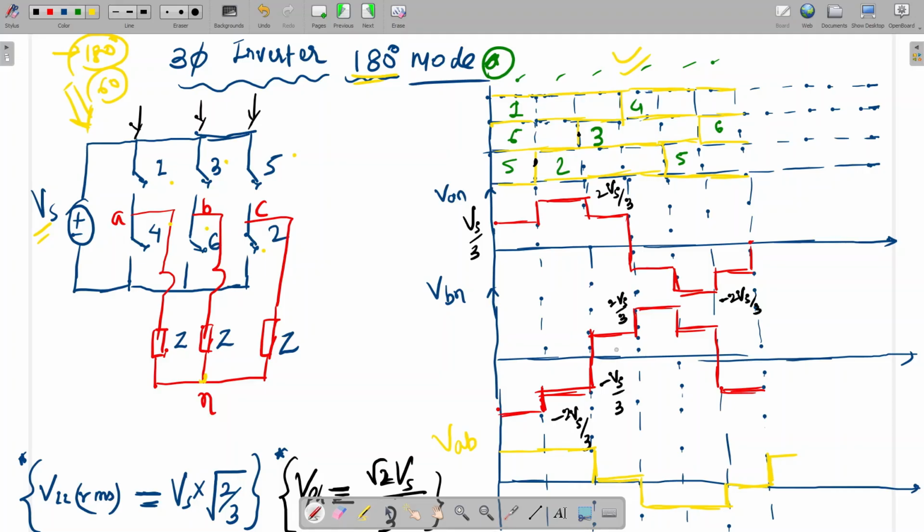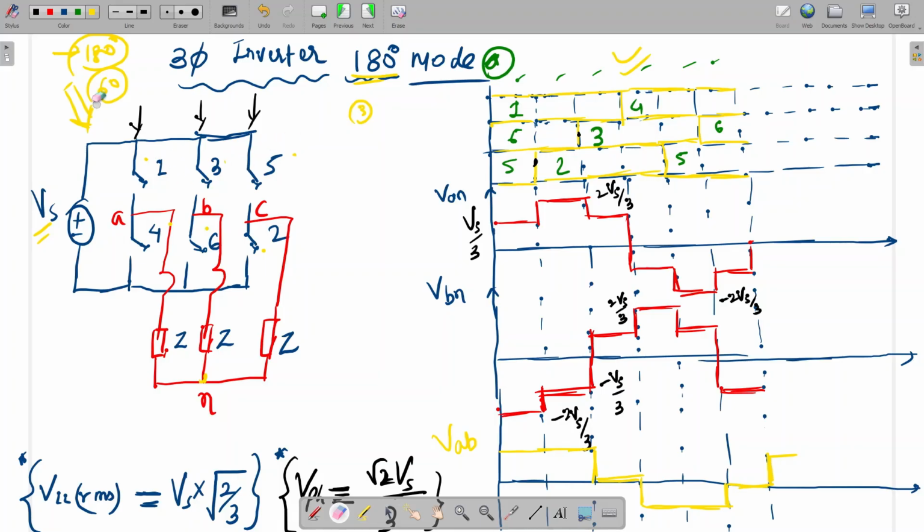See, if switches 1, 6 and 5 conduct, then in this mode three switches conduct at a time. If 1, 6 and 5 conduct, what will be the VAN voltage? Switch 1 is here, 5 is here and 6 is below. Can we apply the voltage division rule here to get the voltage across VAN?